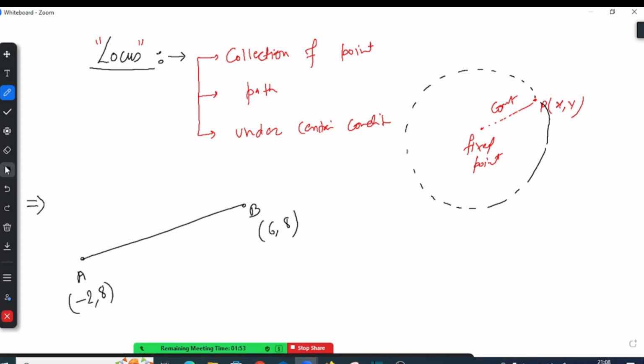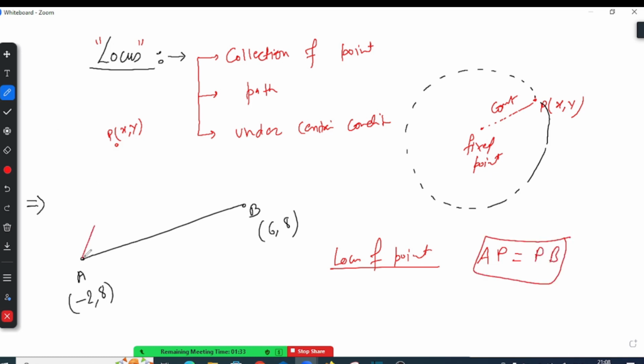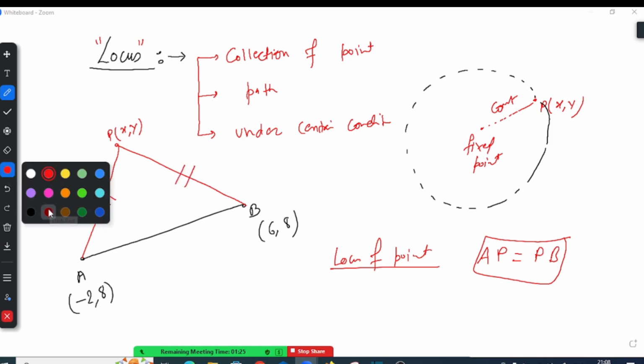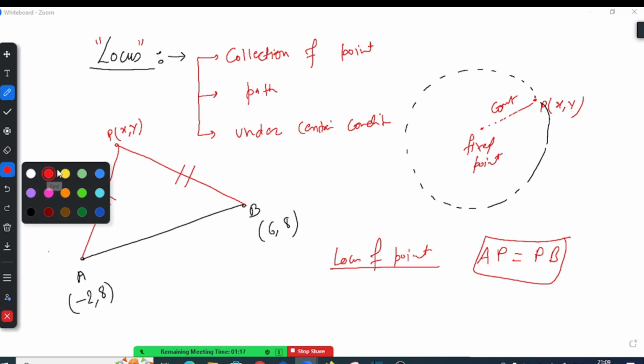Now I am asking, there is a point P, x comma y. What will be the locus of this point P? I want to find the locus of this point P such that its AP should be equals to PB. How will this point P move such that its distance from A will always be equals to its distance from B? It means this is equals to this. So in that case, I have explained it will move on a perpendicular bisector of this line.